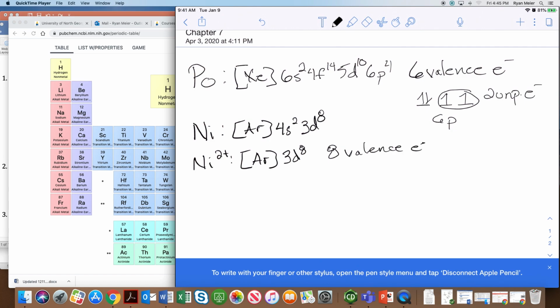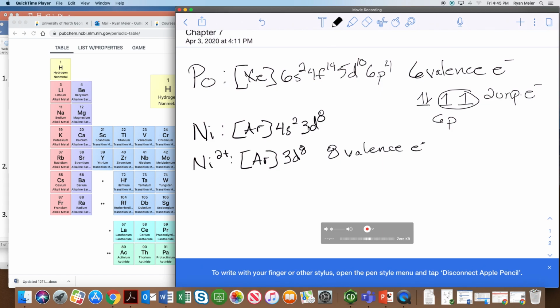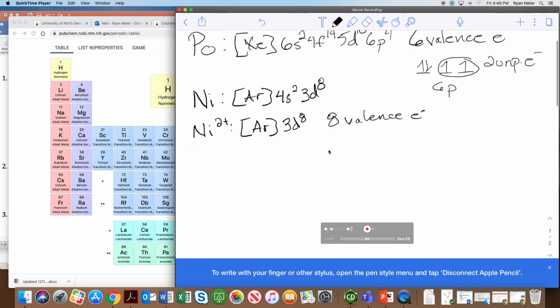Nickel on its own, if it was neutral, would actually have 10. Remember, you count S and D electrons for the valence electrons on a transition metal. Now, the last part of this, we have 3d8. We're trying to find out how many unpaired electrons this is going to have. So I'm going to slide this up a bit.